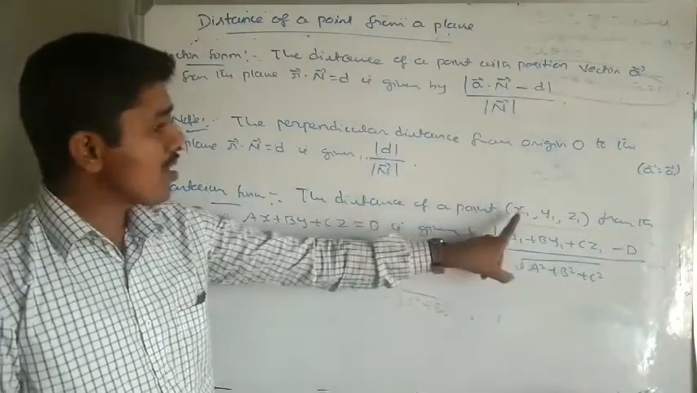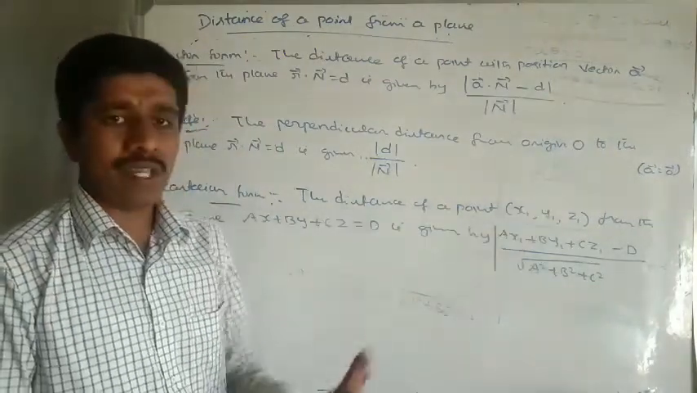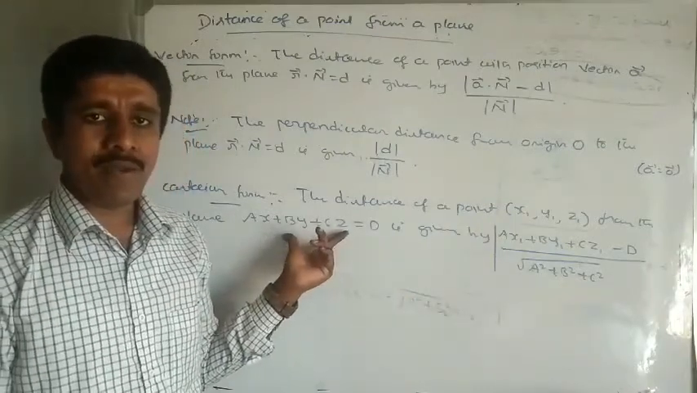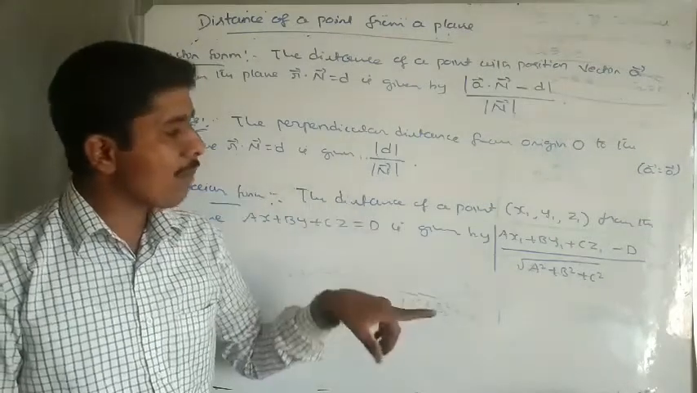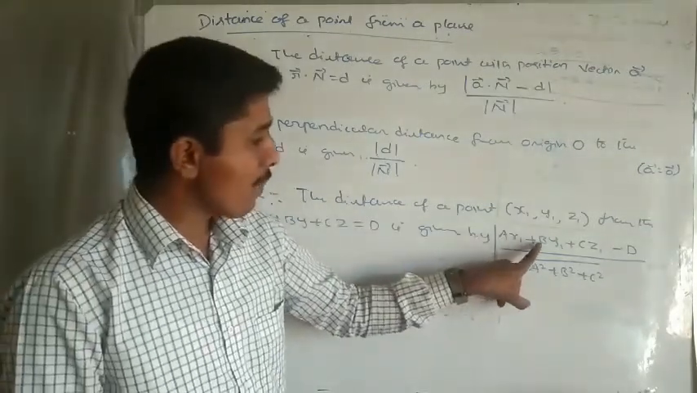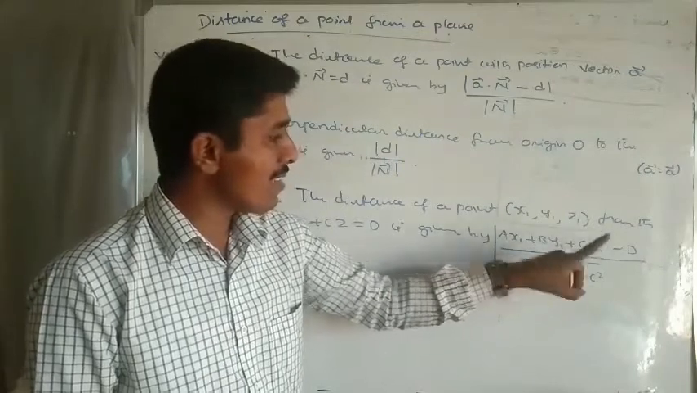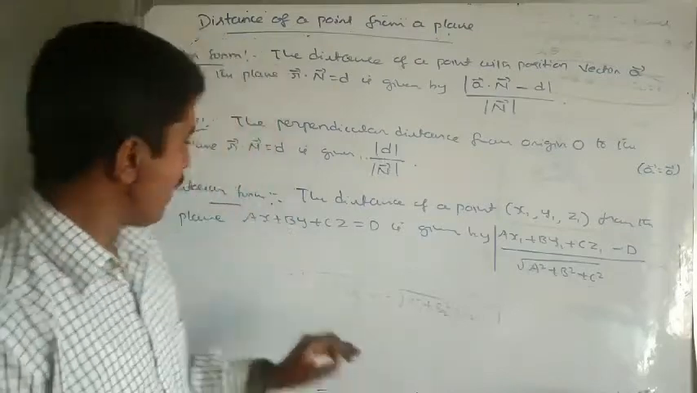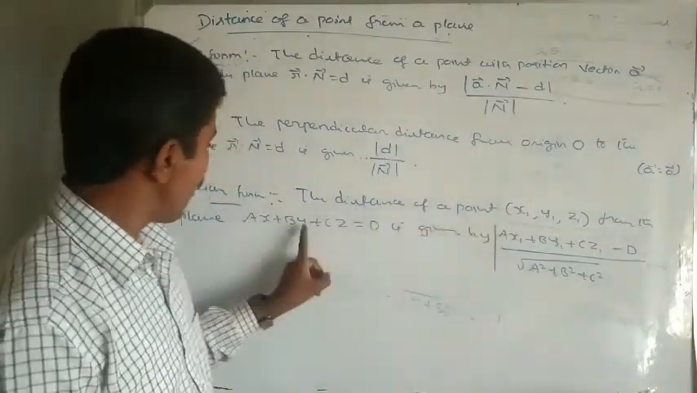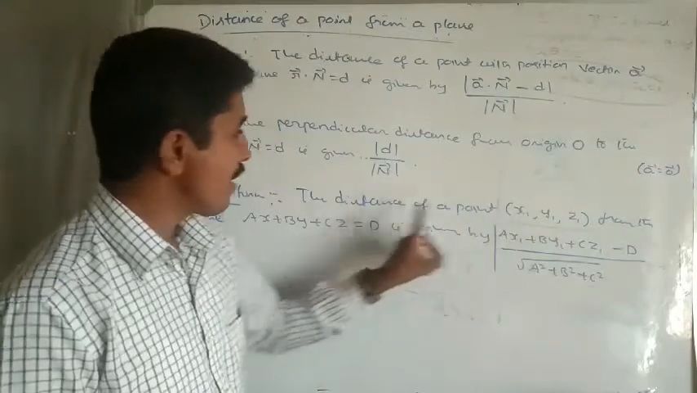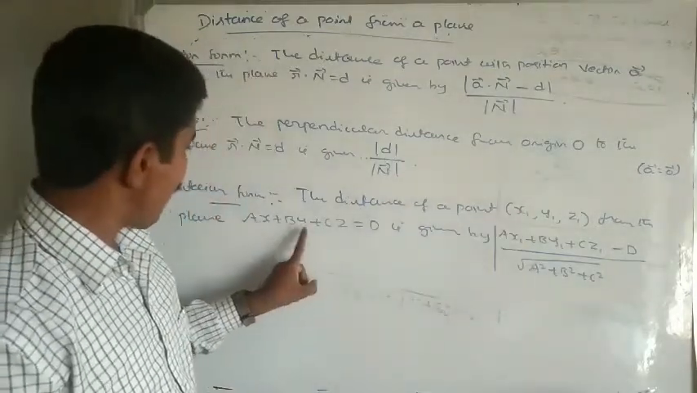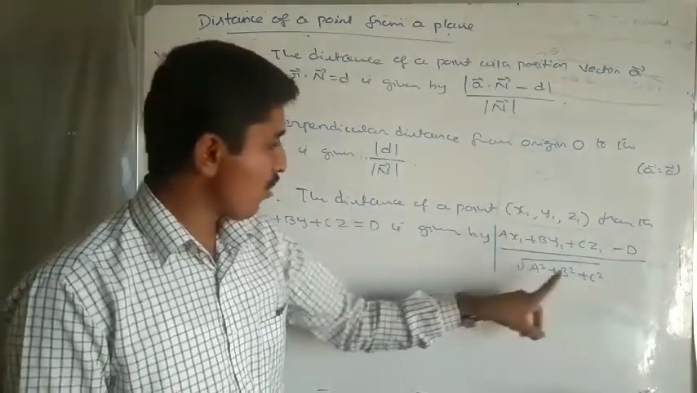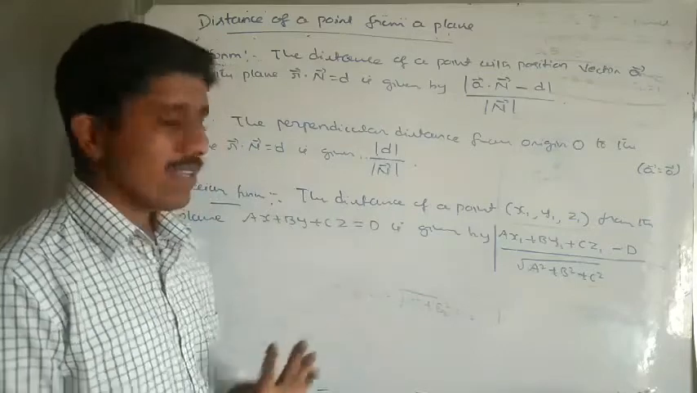The distance of a point x1, y1, z1, that point's coordinates, from the plane in Cartesian form ax plus by plus cz is equal to d is given by ax1 plus by1 plus cz1 minus d divided by square root of a square plus b square plus c square. Means here replace x by x1, y by y1, z by z1. Mind it. ax1 plus by1 plus cz1 minus d, taking the left side, is divided by square root of a square plus b square plus c square.